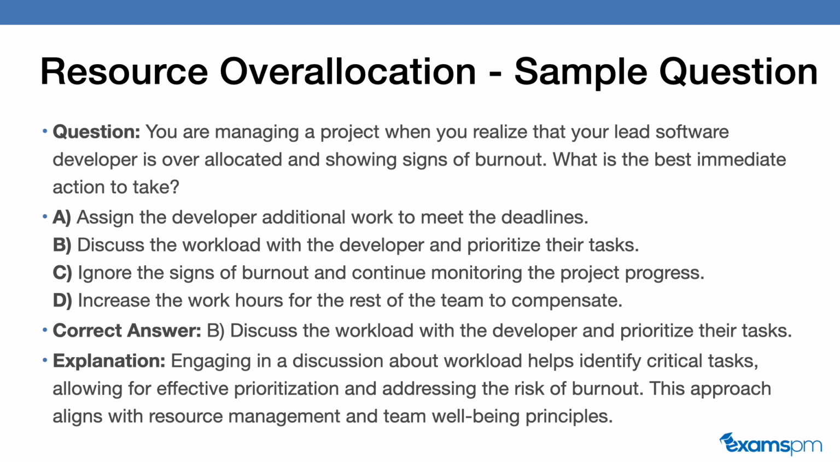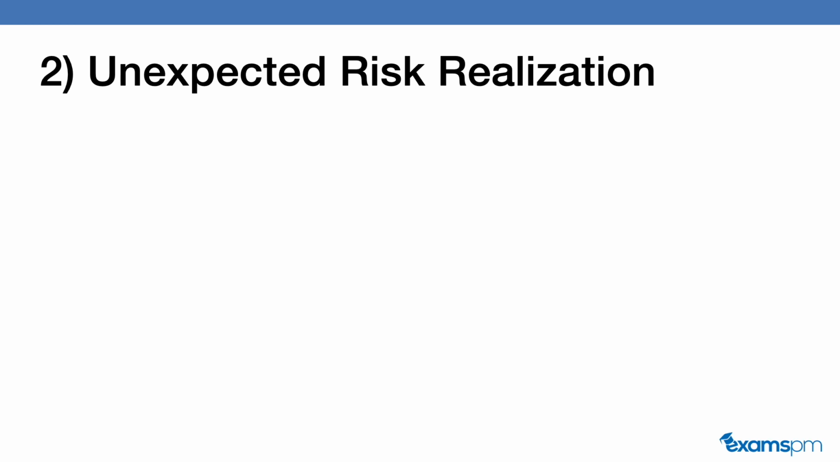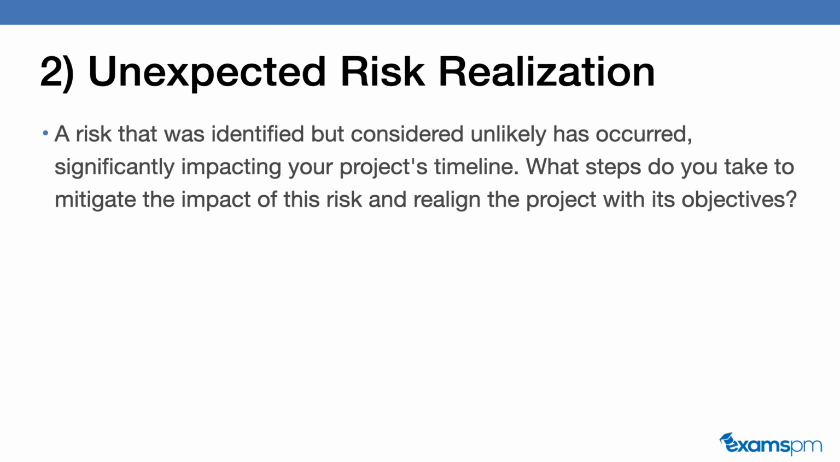Now let's move on to the second type of situational question that you may encounter on your PMP exam. And the second type of situation that you may run into is unexpected risk realization. So you have done all of your risk management properly. You have identified your risk. You found that some major risk, although could set your project back, were unlikely to occur, but they did occur. And remember, when a risk actually happens, it becomes an issue. So when this issue does occur on your project, what steps do you take to mitigate the impact of this issue and realign your project with its objectives?